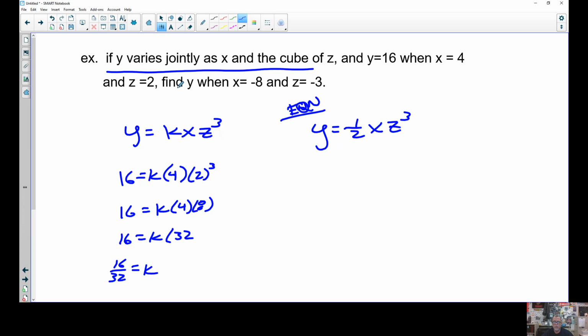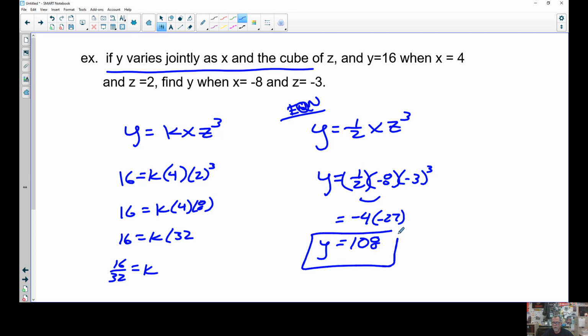It says for the second situation, find y. So we're trying to look for y when x is -8 and z is -3. So we have, I'll call this -4 for these two, times -27. And so y is going to equal, what is that? 54, 108. So that is going to equal 108. And we've solved for y when x is -8 and z is -3. So we got our equation and we got our answer.